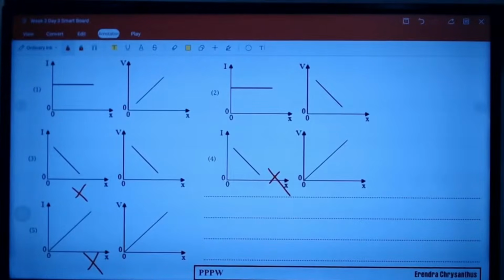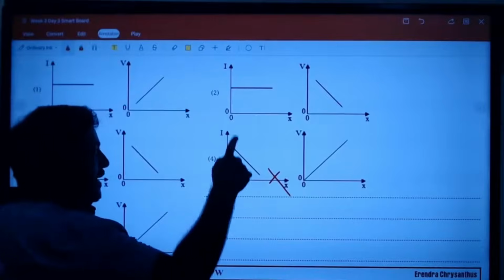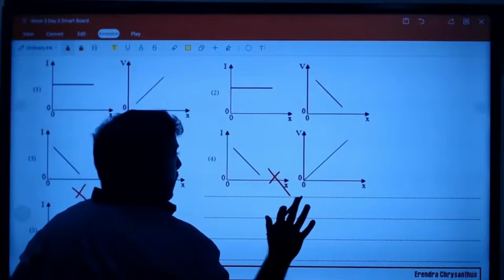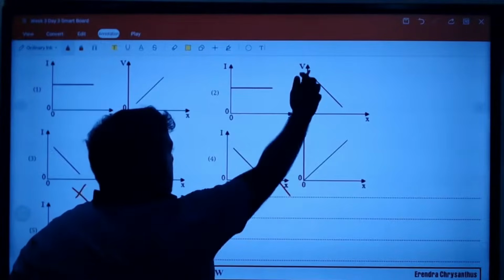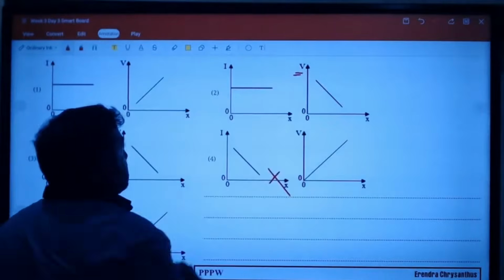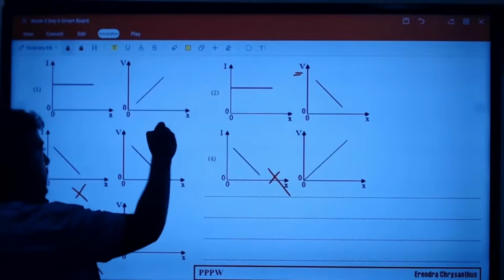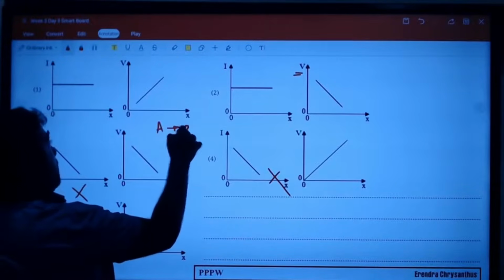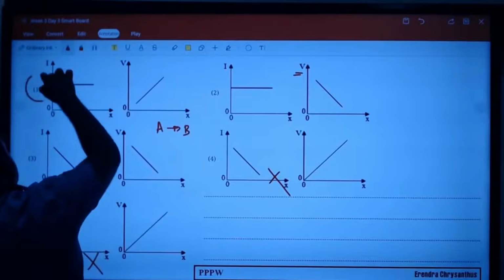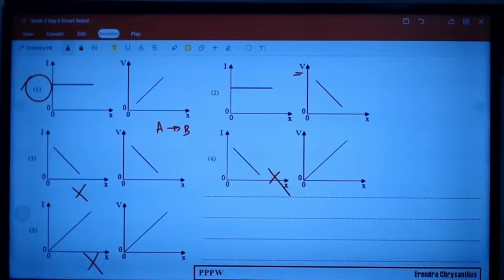Current is constant. Voltage is increasing. So when I go from A to B, voltage is what? Be careful now. Here voltage is what they are asking. Now V is their symbol for potential difference. So potential difference from A to B is increasing. So the correct answer is answer number 1.